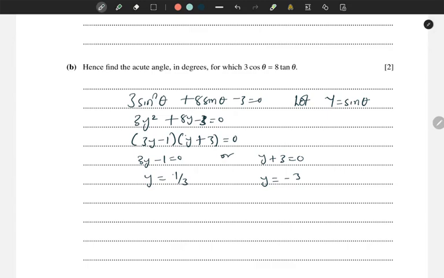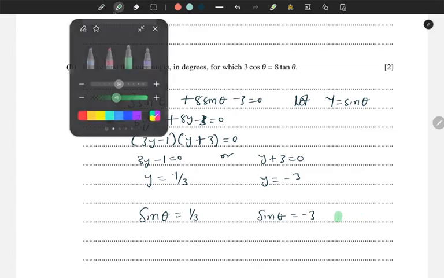Now recall that y equals sine theta, so we substitute: sine theta is 1 over 3, and sine theta is minus 3. If you look at the second value of sine theta, which is minus 3, there are no solutions here.